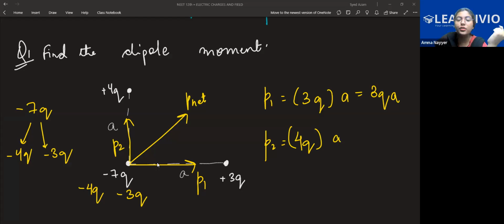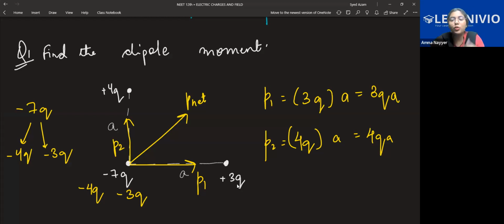Now we have extracted our things that are helpful for us. If minus 7Q is there, this is not a dipole and this is not a dipole. But minus 7Q can be split into minus 4Q and minus 3Q. So that we extracted for our benefit. And then minus 4Q and plus 4Q is forming a dipole separated by A, so 4QA.